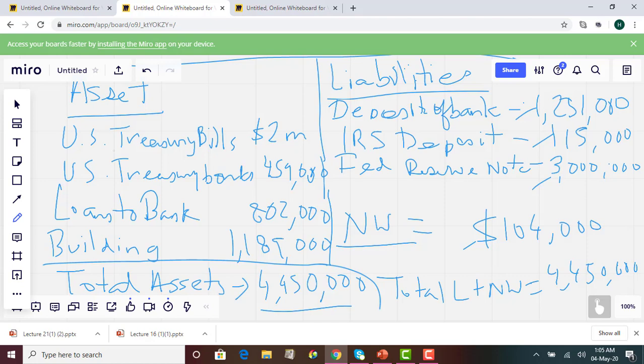On the other hand, liabilities such as deposits of banks: if Bank of America goes and keeps money in the Fed in a deposit account, that is a liability because they have to pay back Bank of America. Same for the IRS, they have to pay the money back to the IRS. And finally, the Federal Reserve note is always going to be listed under liabilities for the Fed. So hopefully this gives you a clear idea about how the balance sheet of the Fed looks. Very similar to a commercial bank, just the items are different.